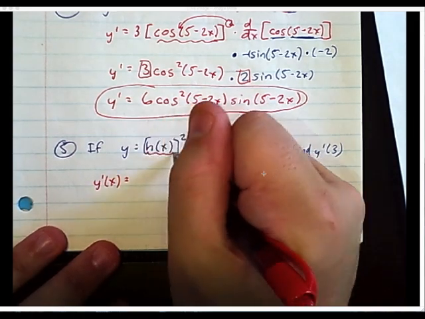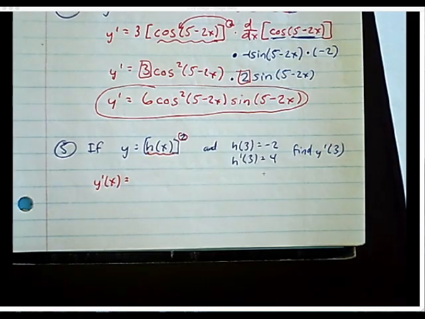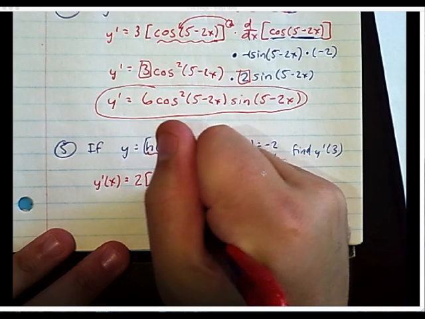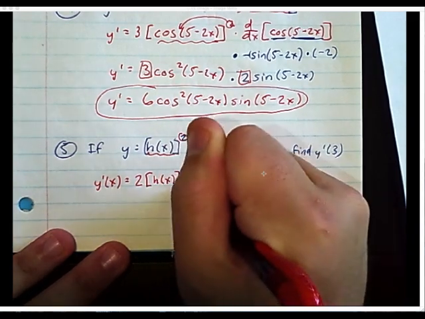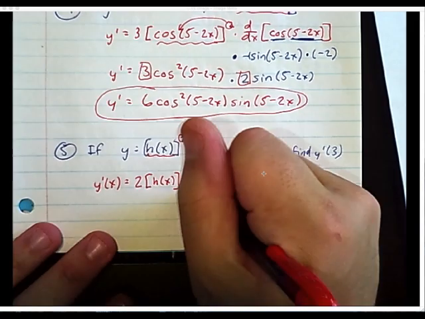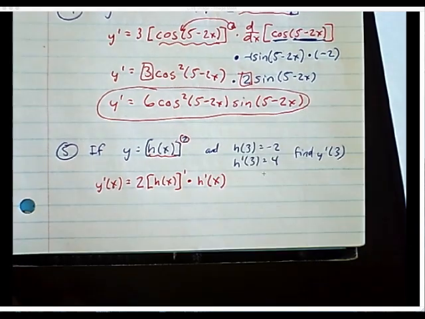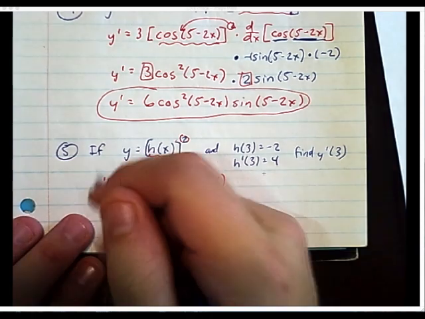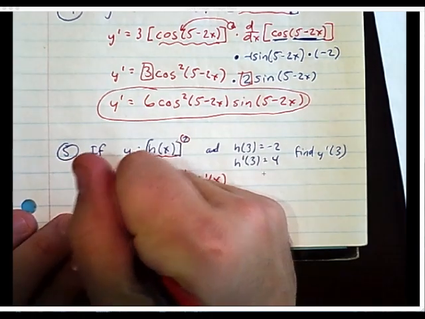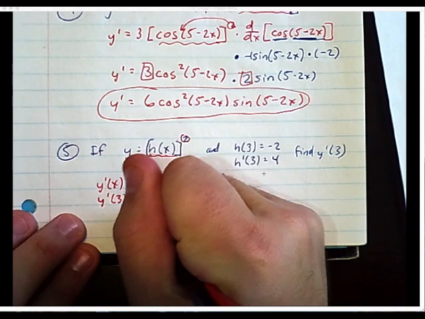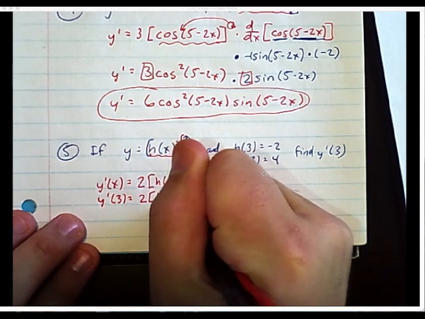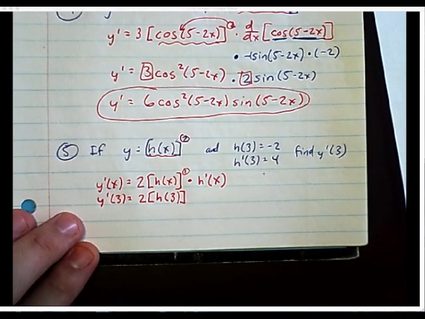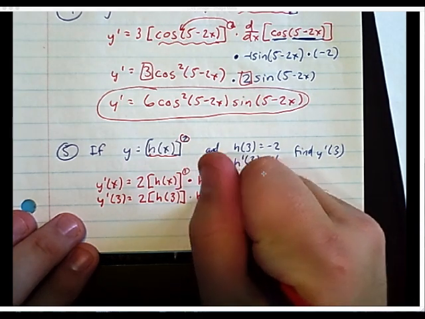So this is the inside. Inside, something's getting raised to the second power. So 2 gets put out front. Inside stays the same. We reduce the power by 1 times the derivative of the inside. So if I want to find y prime evaluated at 3, everywhere I see an x, I'm going to plug in a 3. Don't really need to put the first power because that's just itself. Anything raised to the first power is itself, times h prime of 3.